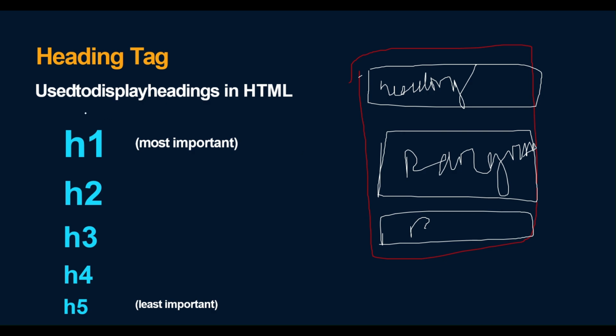To write or display or represent a heading, I use the heading tag, that is the h tag. The heading tag is classified into six types, that is h1, h2, h3, h4, h5 and h6. As you can see, h1 to h6 are present, but this is not visible to you.